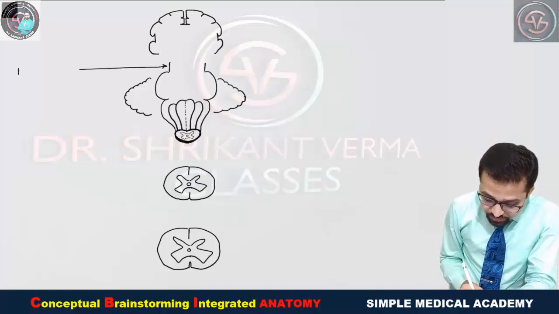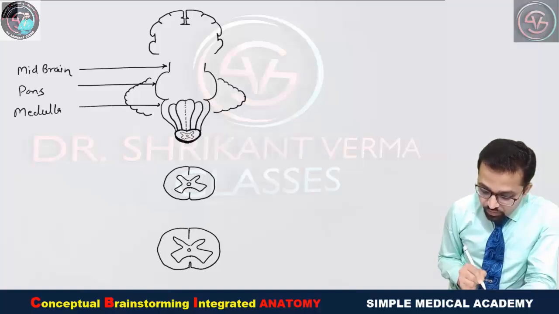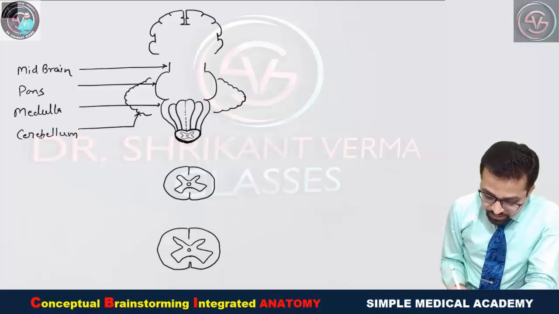This is the midbrain, here is the pons, here is the medulla. This fern tree-like appearing structure is showing the cerebellum, and this is the cerebral cortex.